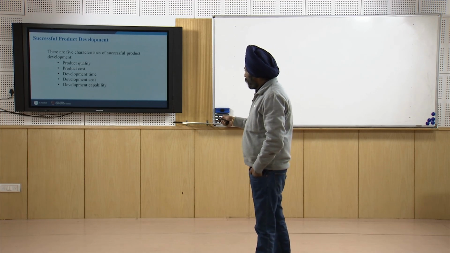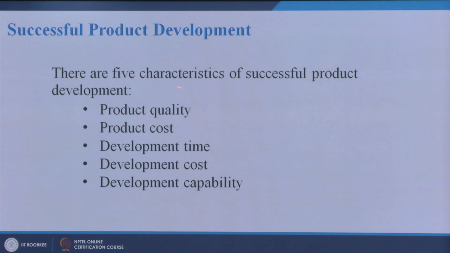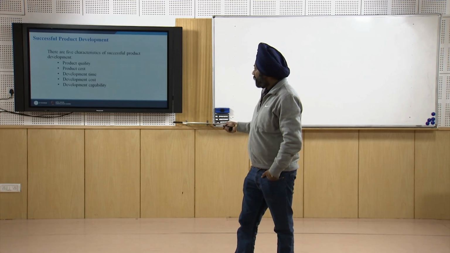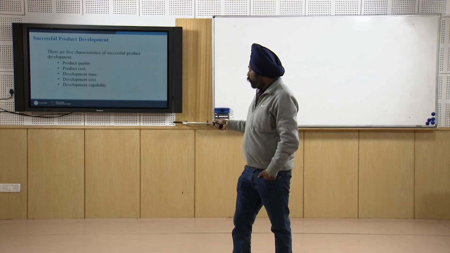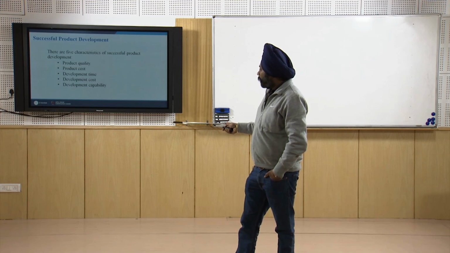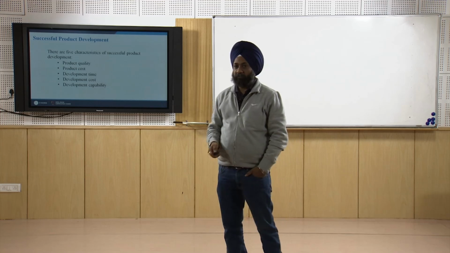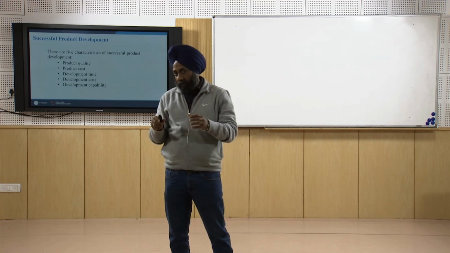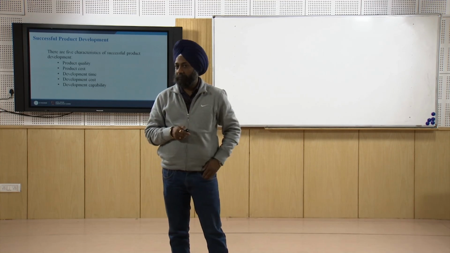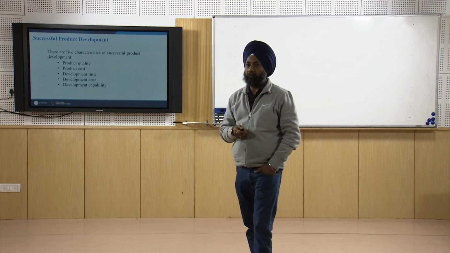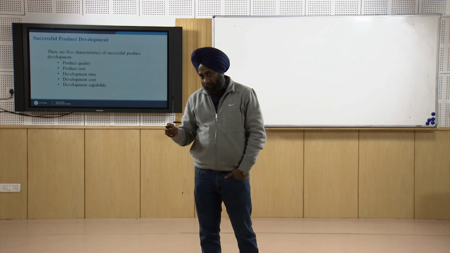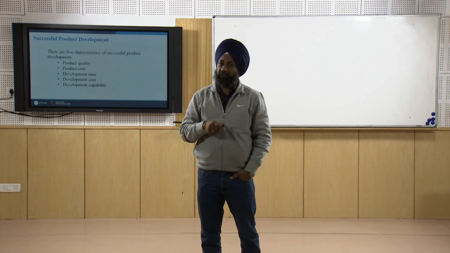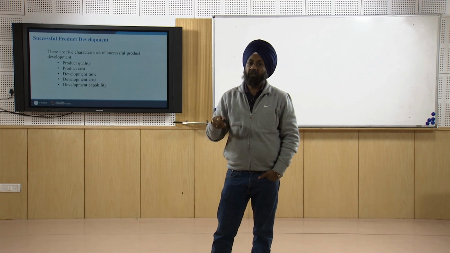Now, for any successful product development, there are 5 characteristics which we should keep in mind. First one is the product quality, product cost, development time, development cost and the development capability. So these are the 5 keywords for making successful products. So our focus should be on quality, cost, time, manufacturing cost and the capability of the company. If we can make best possible utilization of the development capacity of a company, we can definitely come up with the products, or should I say successful products, and that is the only target, that we should come up with successful products.